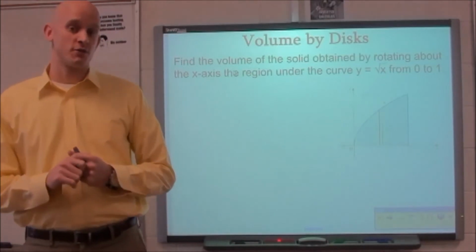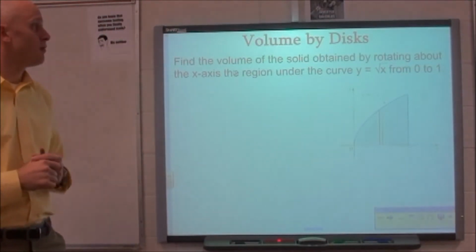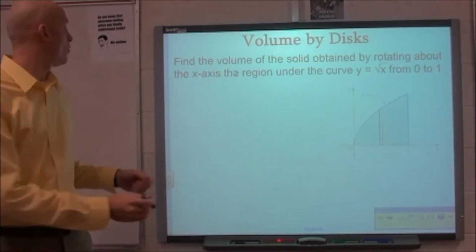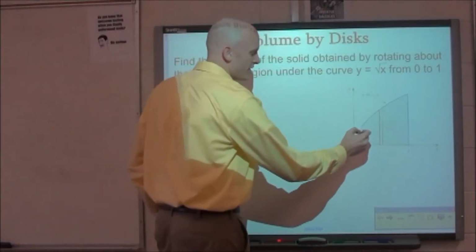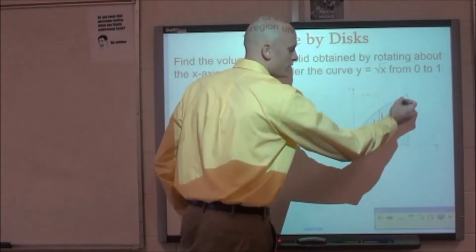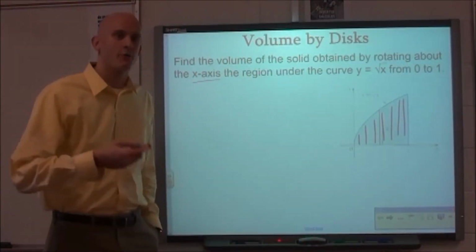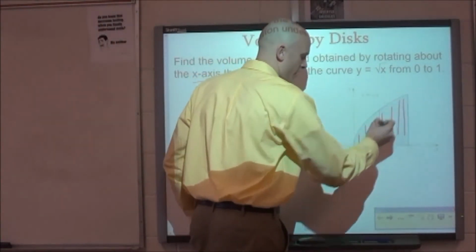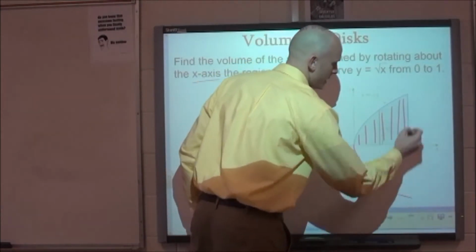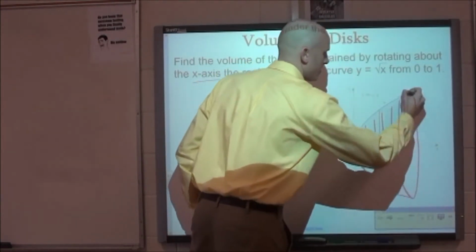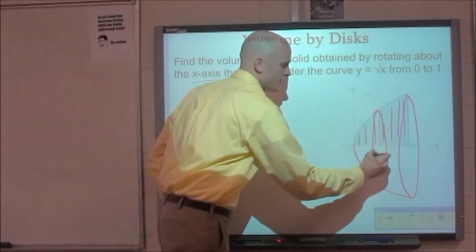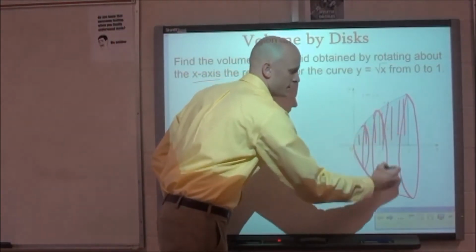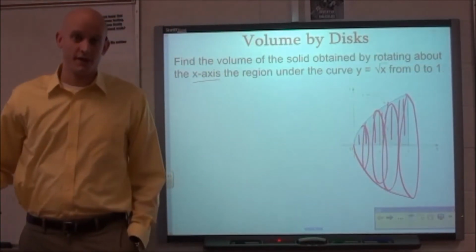We're given a curve, the square root of x, and we want to rotate that around the x-axis from 0 to 1. So this is our shape here that we're going to be rotating around the x-axis. When I rotate that around the x-axis, it's going to create this shape here. So all of our cross sections are going to be circles in this case.